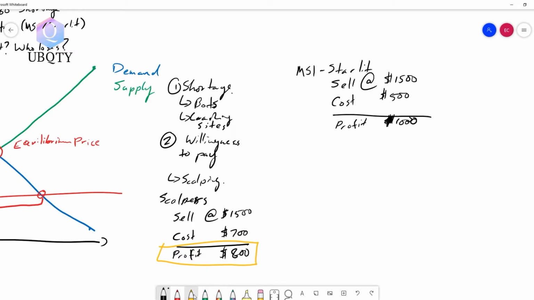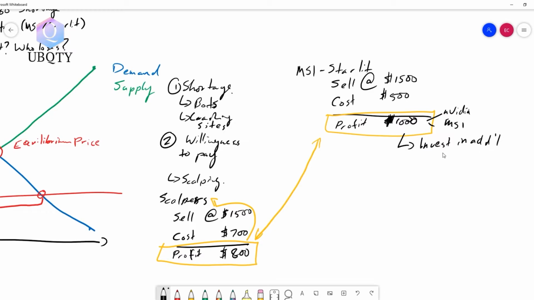So the difference between this profit and this profit is this money right here, and it goes directly to the scalpers, and that's it. What MSI could feasibly do is give some to Nvidia, profit share with Nvidia, pocket some themselves. But what they can also do with this is use that profit to invest in additional capacity.